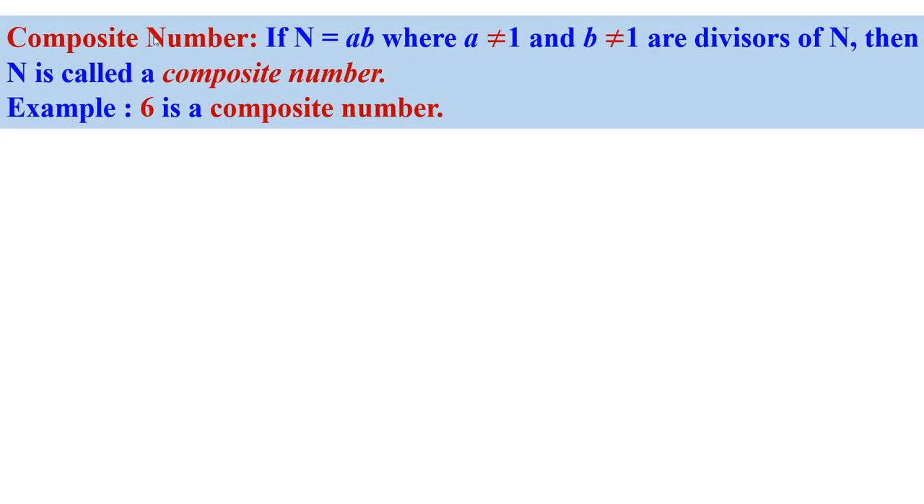Next we have the definition of composite number. Whenever you have a number n being written as A times B, where neither A nor B is 1 and both are divisors of n, then n is called a composite number. A simple example: 6 is a composite number.